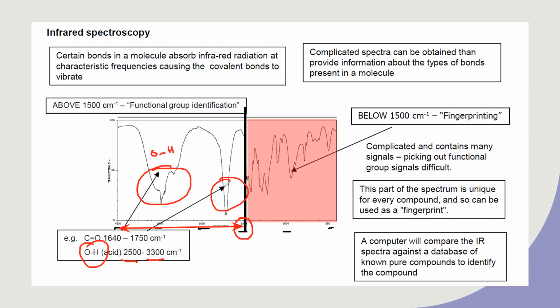And another sharp peak is there from 1750 to 1640. This sharp peak is because of C=O. So it means this molecule contains C double bonded with O and it contains O-H. So we can say that this molecule can be a carboxylic acid, because a carboxylic acid contains C double bonded with O and it also contains O-H. So using the bonds, we can predict the functional group present in the molecule. Is the concept of infrared spectroscopy clear?